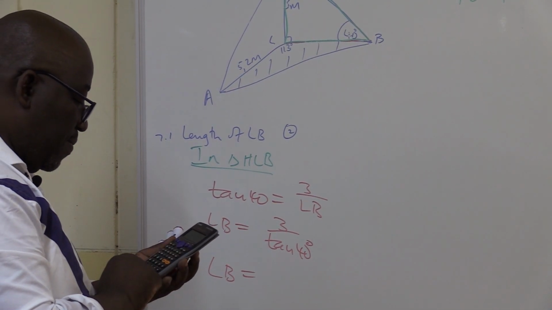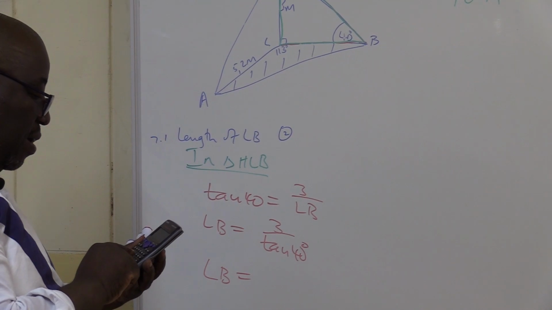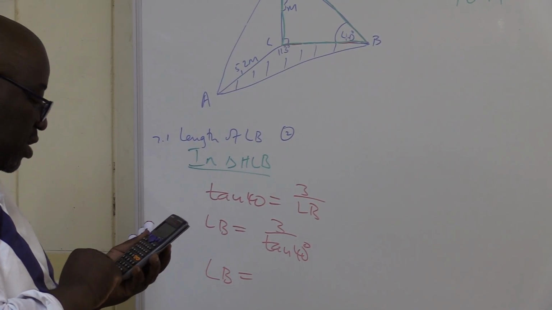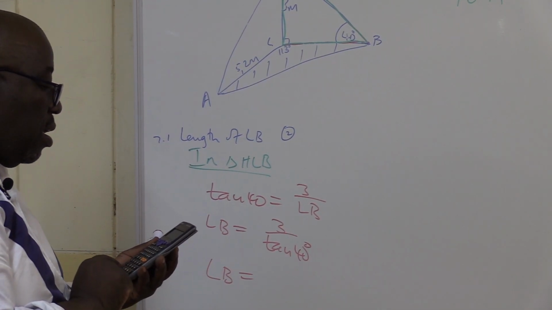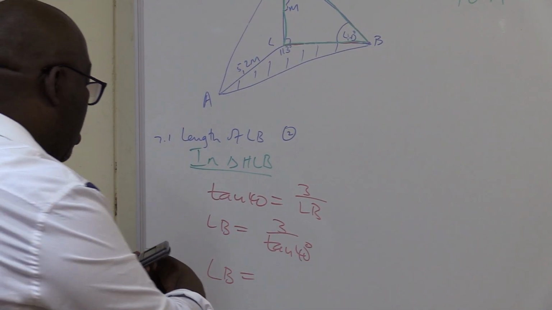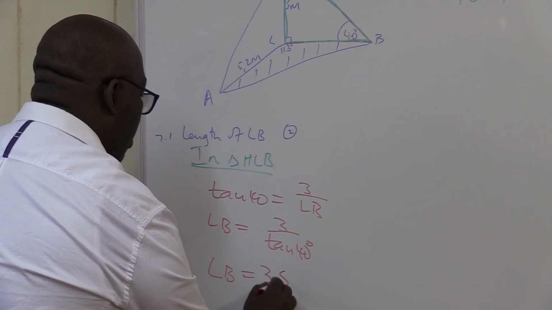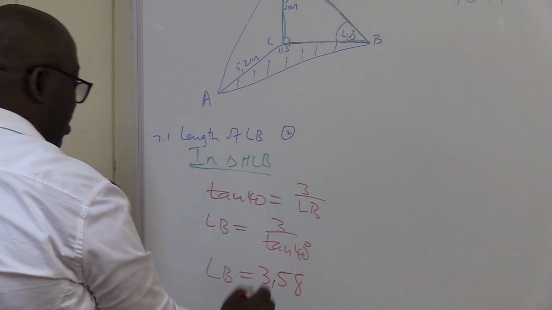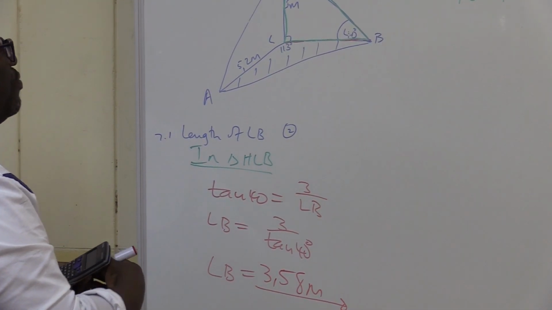I've got 3 divided by, where's tan here, tan 40. 3,58 meters. This is the distance LB.